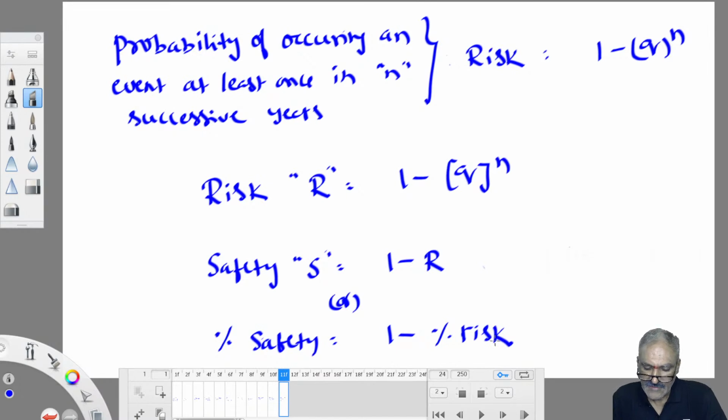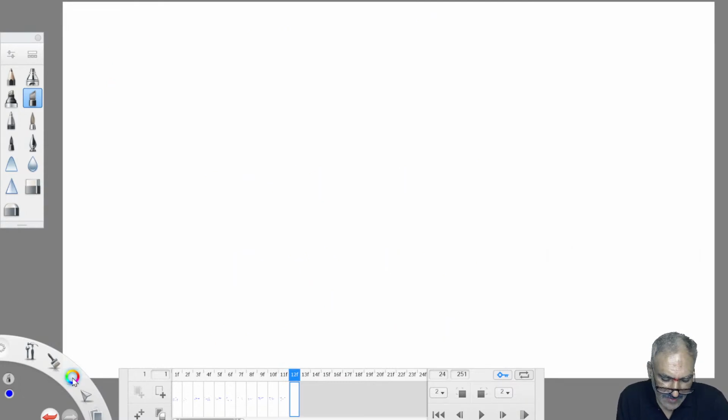Understood? Our job is finding risk only. A very popular question in the GATE exam, this is. 100% every year you will find one question. Nothing else is there. They will ask a 2-mark question. See now? So simple a concept.